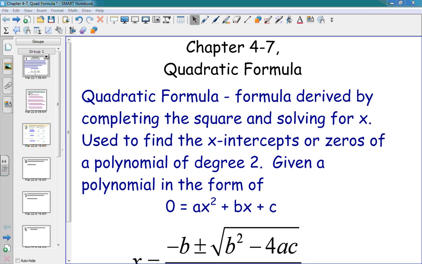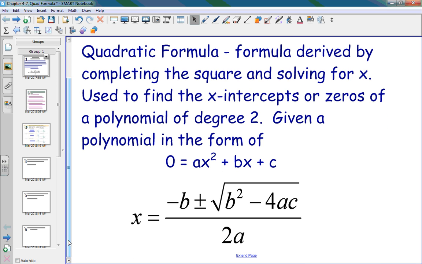Chapter 4-7, the quadratic formula. The quadratic formula is another method used to find the solutions or the x-intercepts of a polynomial of degree 2. The formula is derived by completing the square and solving for x. It's used to find the x-intercepts or the zeros of a polynomial of degree 2, given in the form of ax squared plus bx plus c.